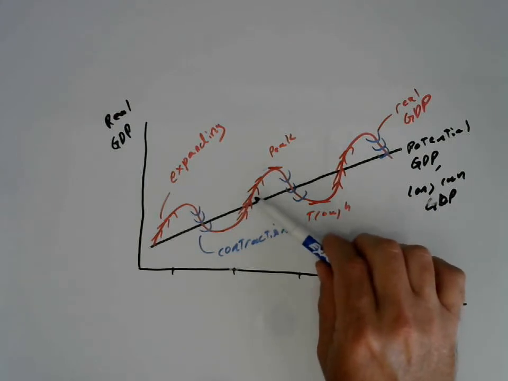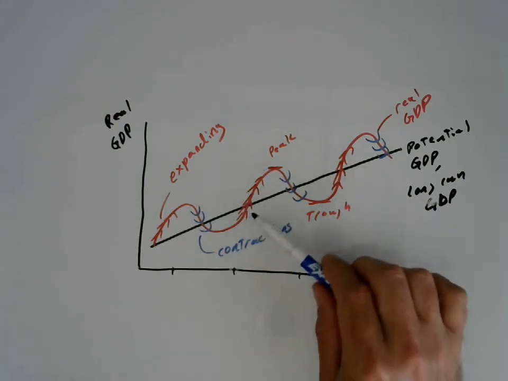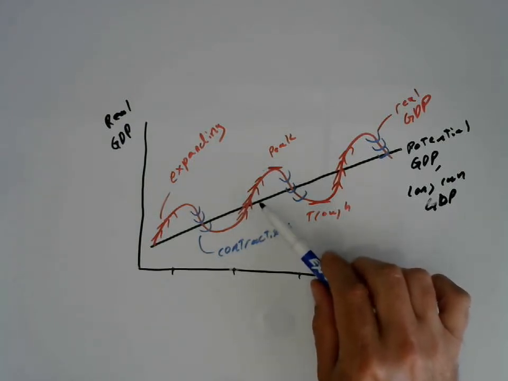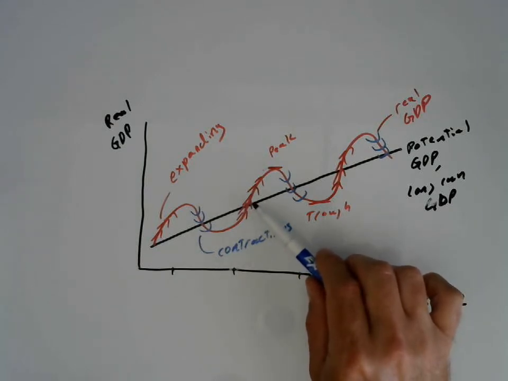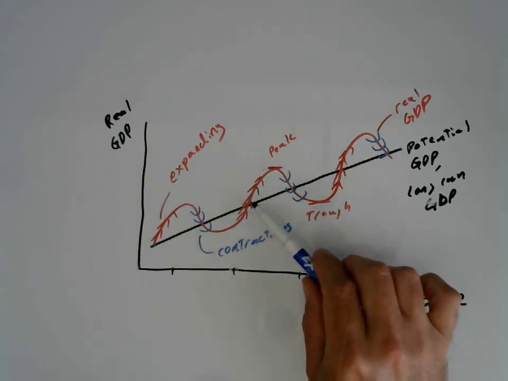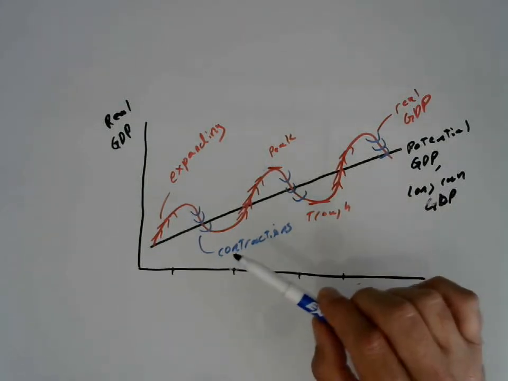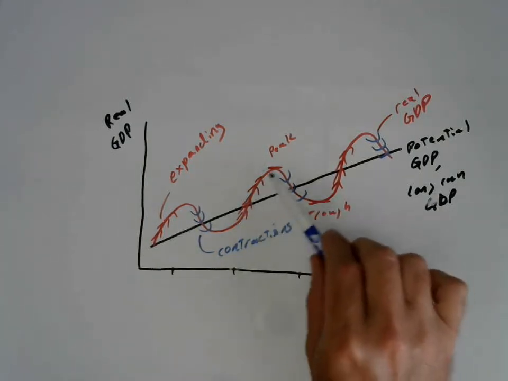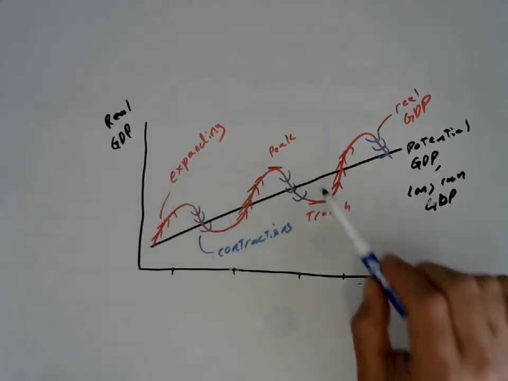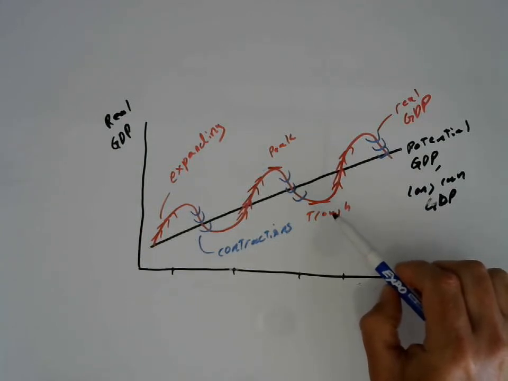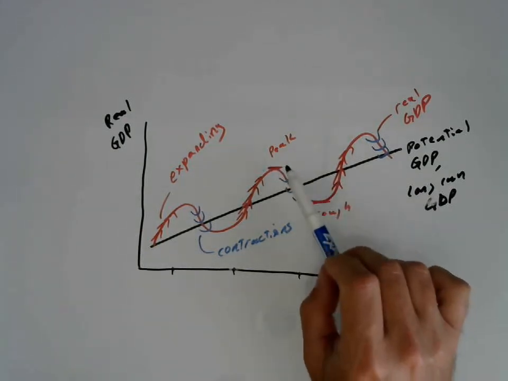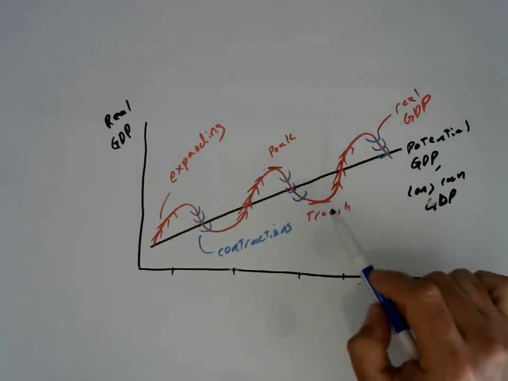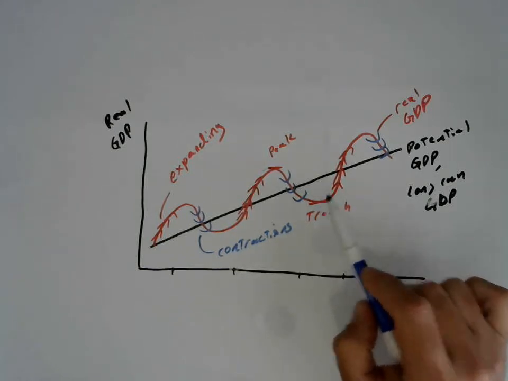Now, expansionary periods are typically characterized by lower levels of unemployment. Okay, in other words, unemployment is falling when the economy is expanding in general. Contractionary periods are periods of higher unemployment. Okay, so unemployment is rising as the economy contracts to the trough. Unemployment in general is at its lowest near the peak. Unemployment in general is at its highest near the trough.